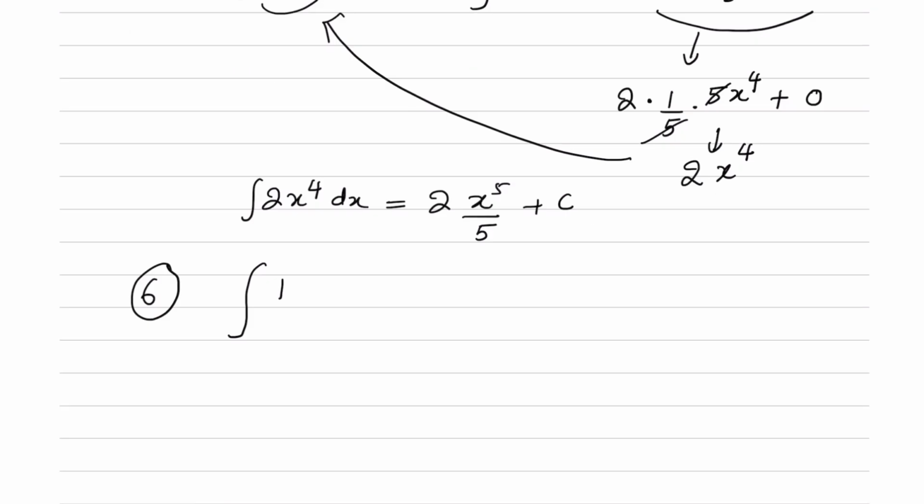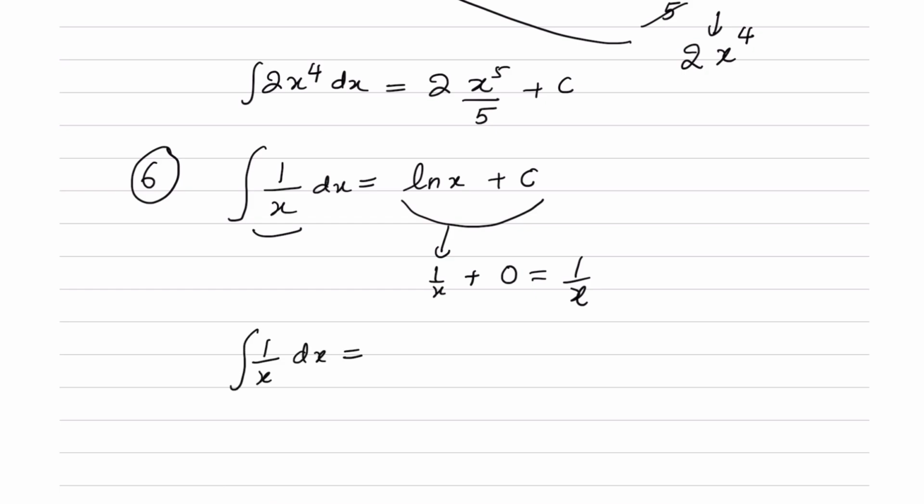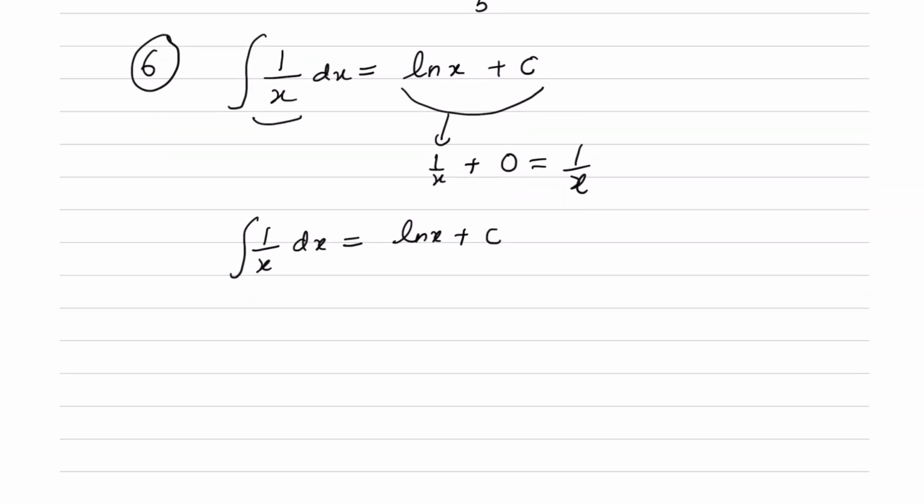So the integral of 2 into x power 4 dx is 2x to power 5 by 5 plus some constant. Let's find the integration of 1 over x dx. We will write it as ln x plus some constant. Let's take the derivative of this expression, which should be this. Is it so? Ln x derivative is 1 over x plus derivative of c, which is constant, is 0. So we get back 1 over x. So it means that this formula is correct. That is, integral of 1 over x dx is ln x plus some constant.